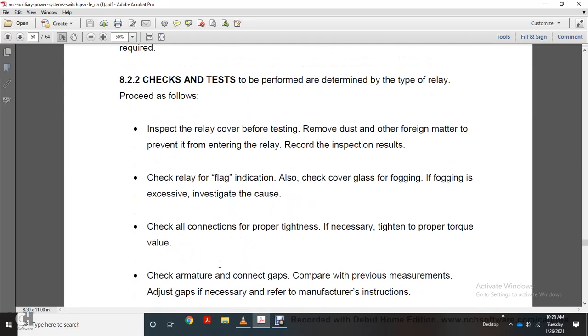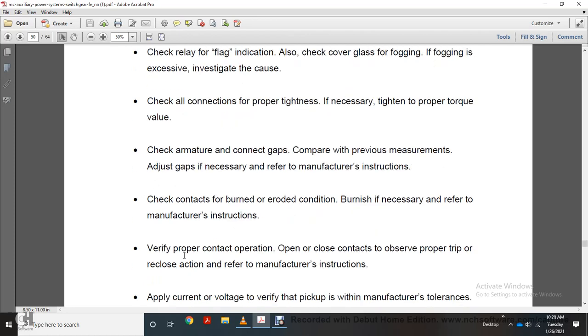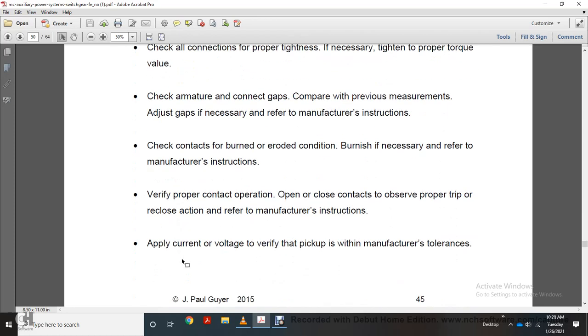Check all connections for proper tightness; tightening to the proper torque value is necessary. Check the armature contact gaps. Compare with the previous measurements. Adjust the gaps if necessary. Refer to manufacturer instruction. Check contacts for burning or eroded condition. Burnishing is necessary; refer to manufacturer instruction. Check for proper contact operation.